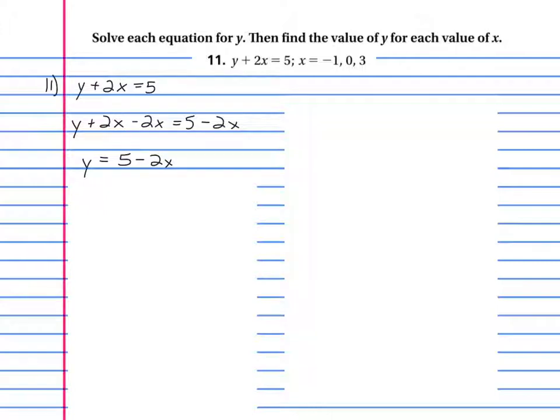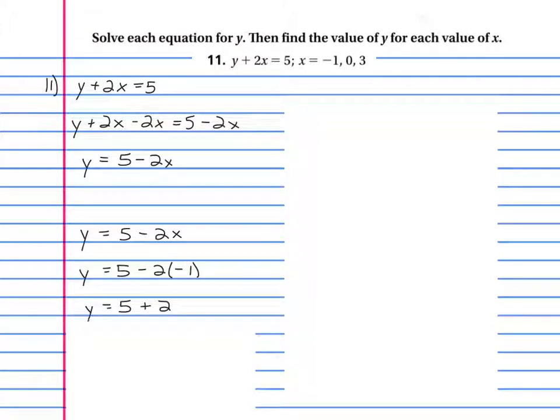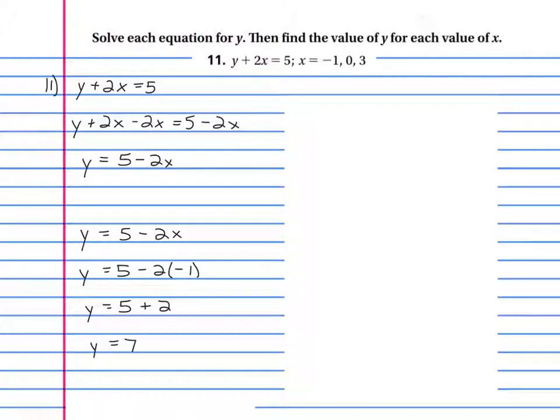Now here's the reason that it's valuable, and watch what happens. We're going to now substitute in -1. Here we have the equation that we found that is solved for y, and we're going to plug in -1, that first value. So we say y equals 5 minus 2 parentheses -1. Of course, you can now simplify this. -2 times -1 is +2, so you've got y equals 5 plus 2, and that combines to be y equals 7.